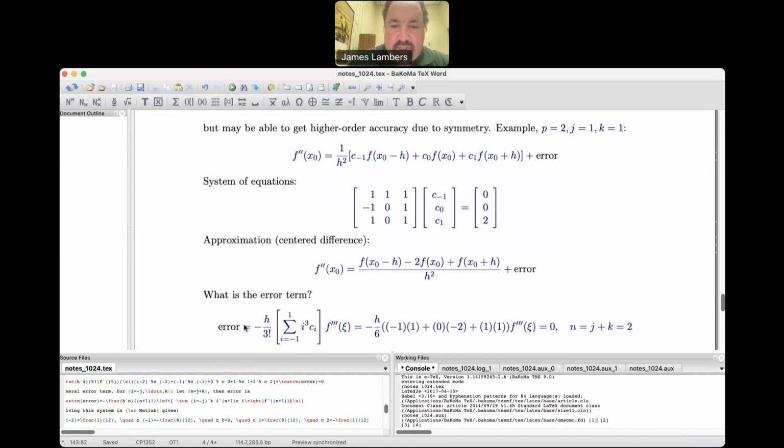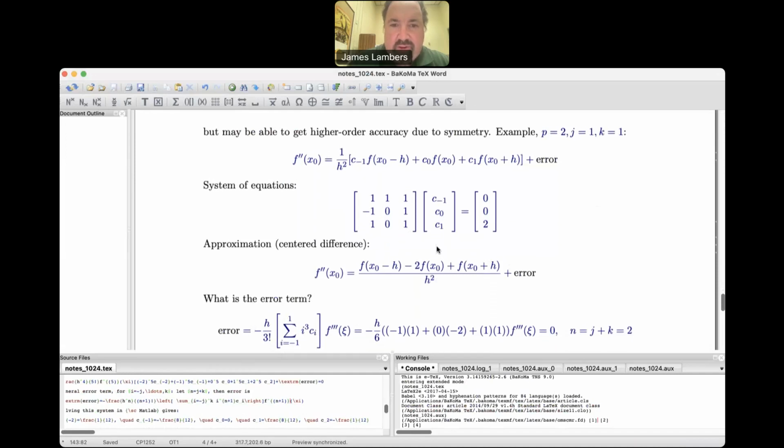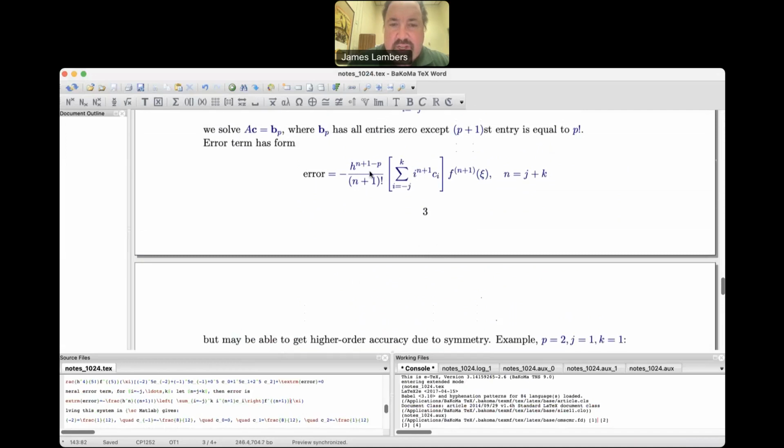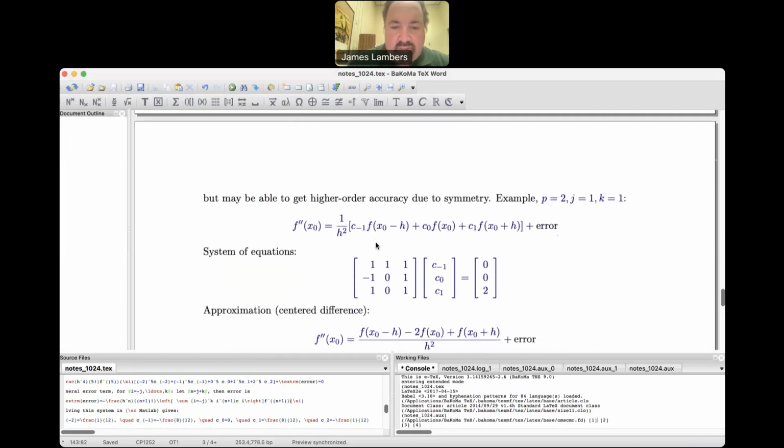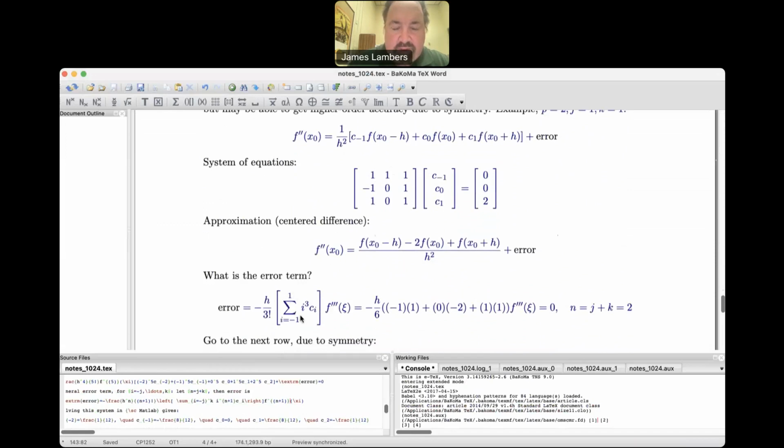So the error, based on the formula I gave earlier, is, so if we go back to this, in this case, P is equal to 2, and N is also equal to 2, because J and K are both equal to 1, N is defined to be J plus K. So we have h to the first power over 2 plus 1, 3 factorial out here. And then we have this summation times third derivative at some unknown point. So then we go ahead and fill in all the particulars. We take all the coefficients, 1, minus 2, and 1, work all this out. But we end up with 0. So that's not the error term.